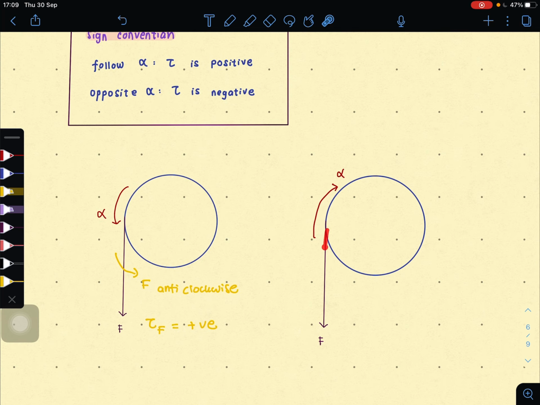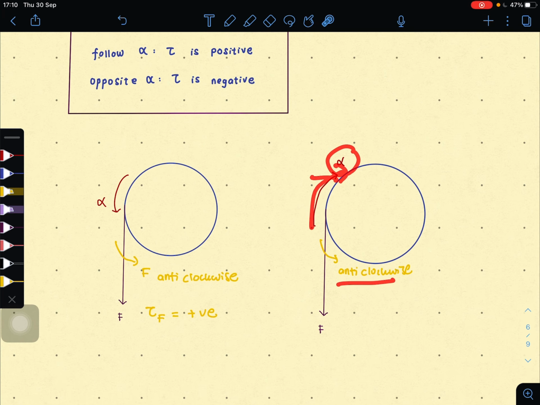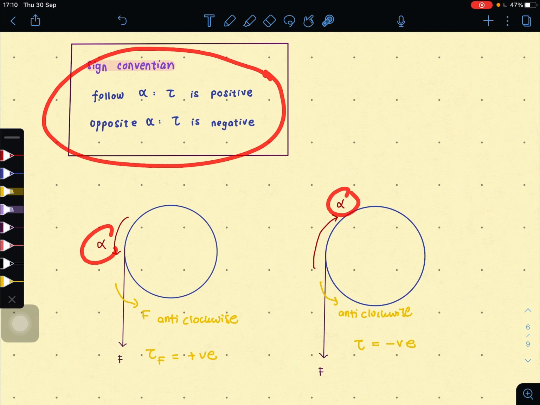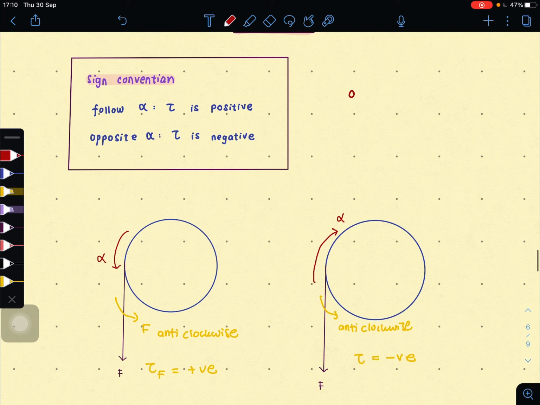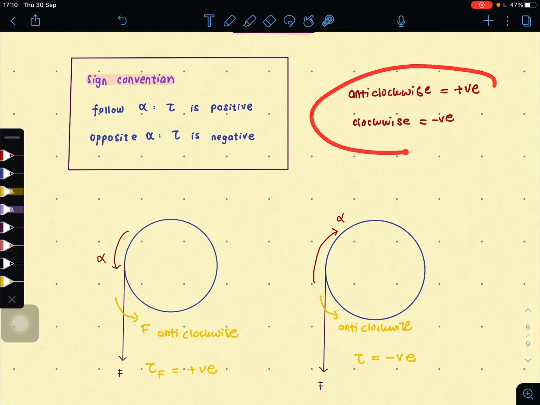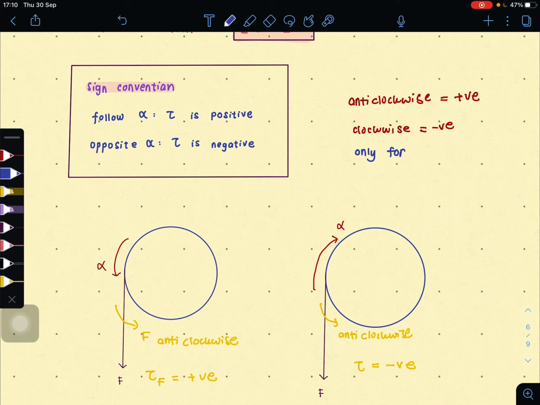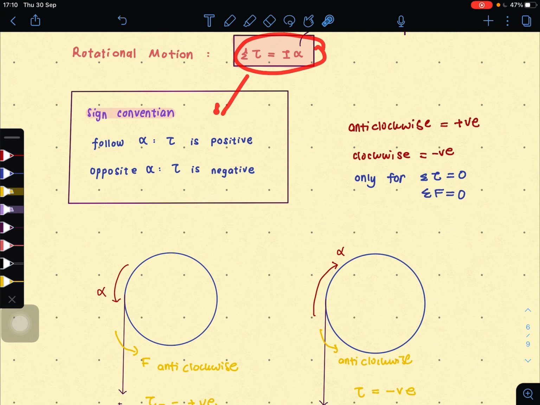But if the direction here is opposite with the direction of the angular acceleration, so dekat sini direction of force adalah anti-clockwise, and then direction of the torque adalah clockwise kan? So they're opposite. So apabila they're opposite, here the direction of the torque will be negative. So sekarang ni kalau ada angular acceleration, kita akan ikut sign convention yang ni. Kita sudah tidak akan ikut yang anti-clockwise. So this one yang before this, right? Anti-clockwise kita cakap dia akan jadi positive. Clockwise kita cakap dia akan jadi negative. This one only for the sum of the torque sama dengan kosong and the sum of the F sama dengan kosong. Tetapi apabila kita gunakan formula ni, we follow this sign convention.